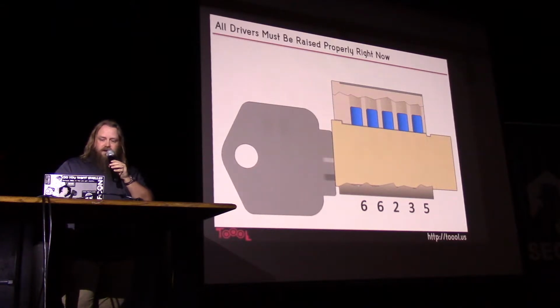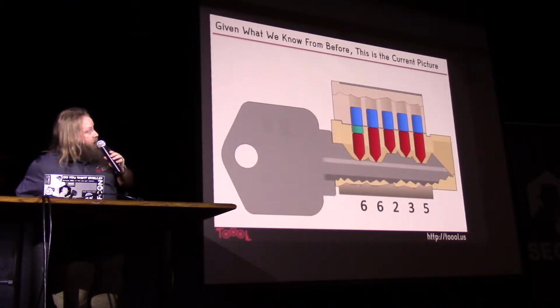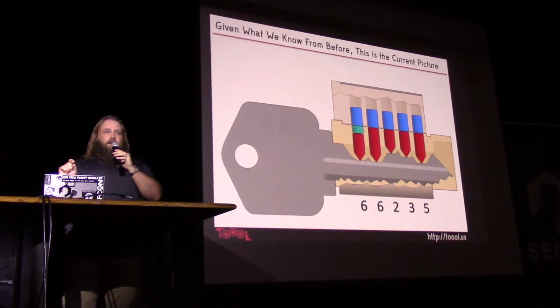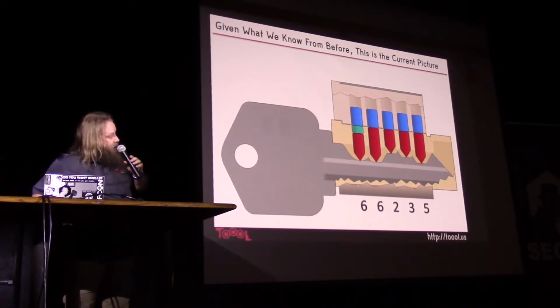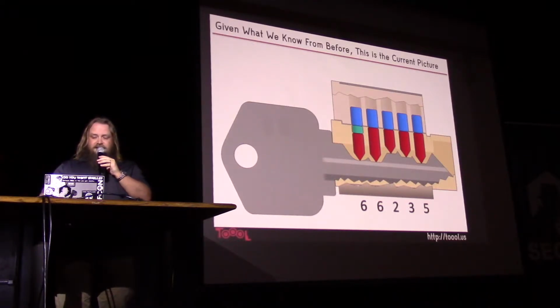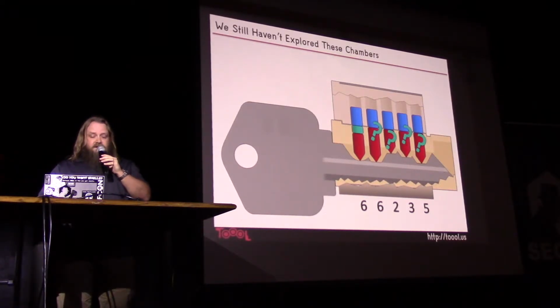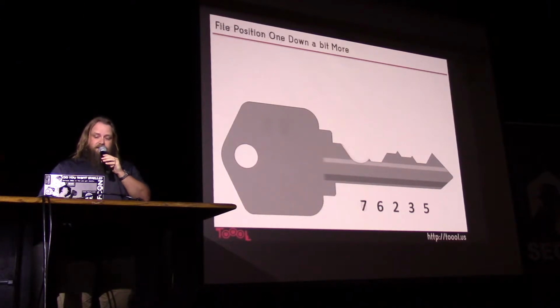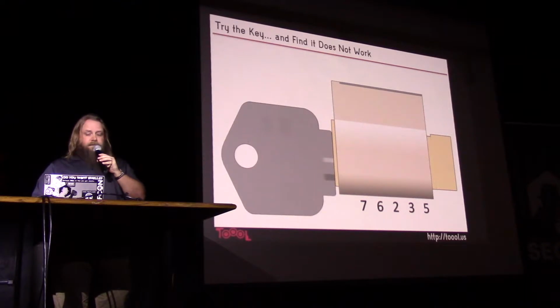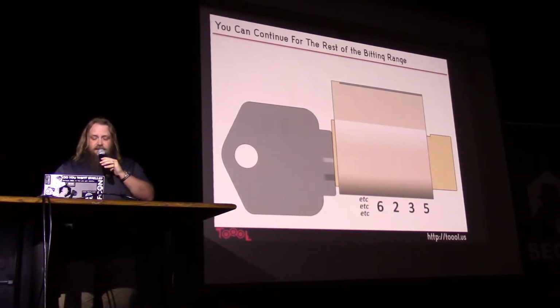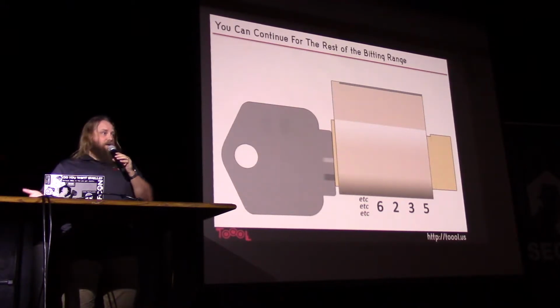So all drivers are now raised, and here's the slide I was looking for. So we know that we have this 3 bit depth master pin in that first position. This is what we do know. We still got 4 more pin stacks to go. Now we can try the 7th bit depth as well, and it's not going to work. Continue with the rest of the bidding range. For this keyway, that's the end of the bidding range.